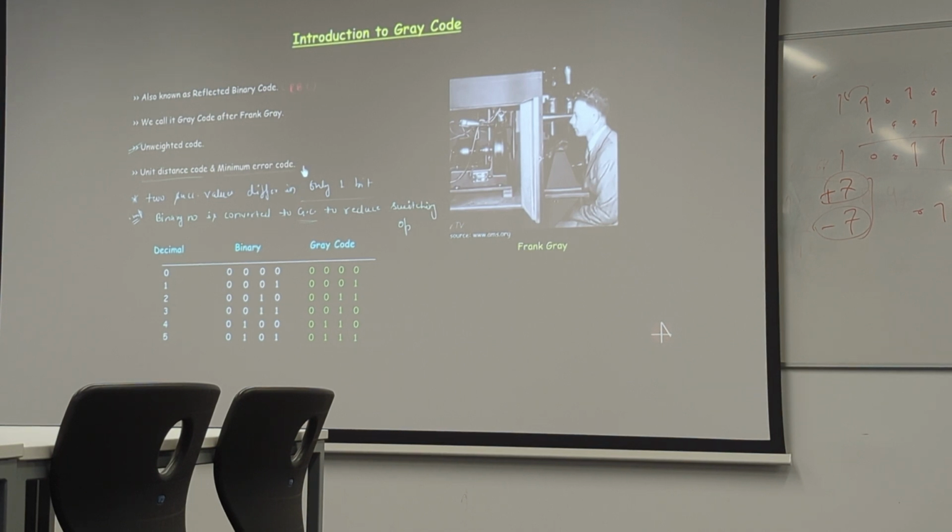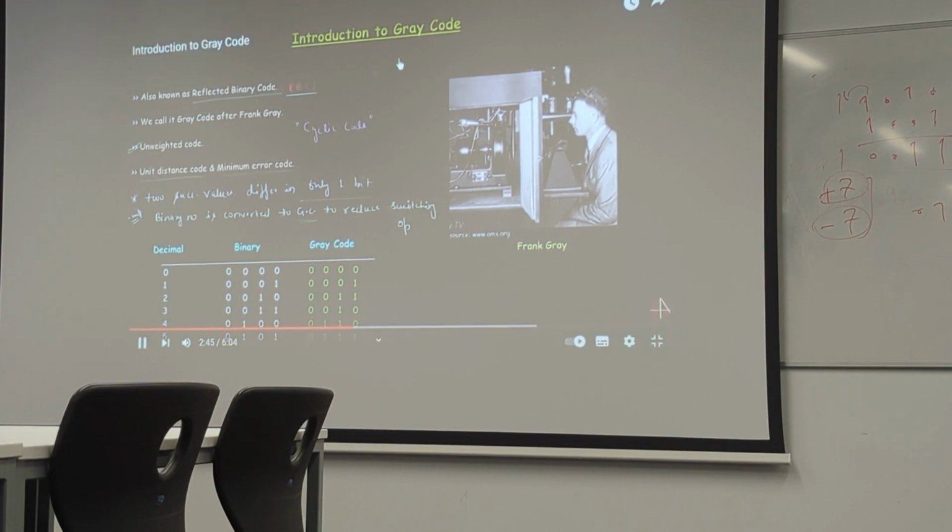So there are so many names for gray code. The first one is reflective binary code, RBC. The second one is unit distance code. Third one is minimum error code. And the fourth one is cyclic code. Gray code is also called cyclic code. So don't confuse yourself with these names. They all stand for gray code.